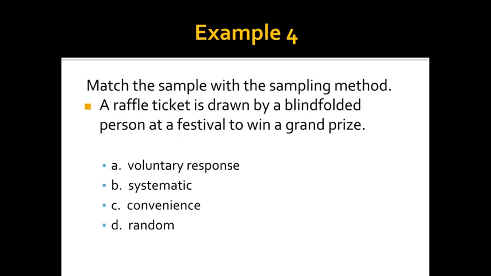So see if we can do this one. A raffle ticket is drawn by a blindfolded person at a festival to win a grand prize. So this one is a random sample because there's raffle tickets, so everybody that put in a raffle ticket has the same chance. Each raffle ticket has the same chance of getting pulled, and since the person is blindfolded, they have no clue if they're actually picking their own or if they're picking somebody else's. So it's a completely random draw, as you just reach your hand in the bag and you pull one out, and that's who gets it, so it's completely random.